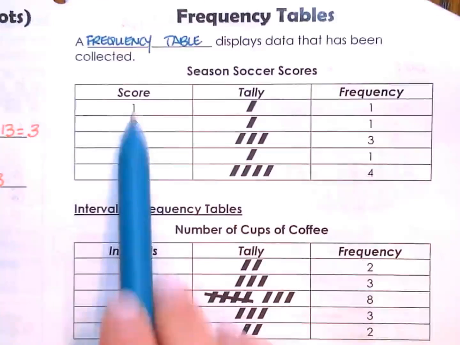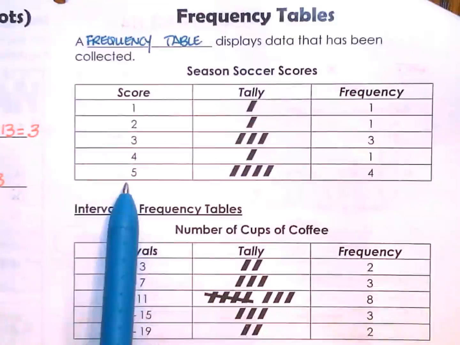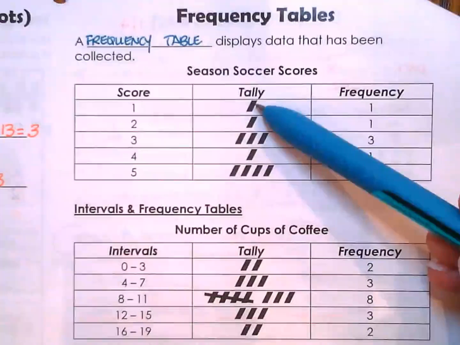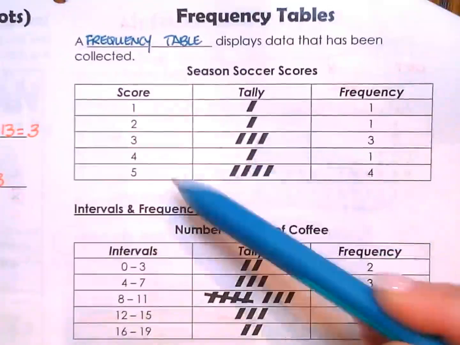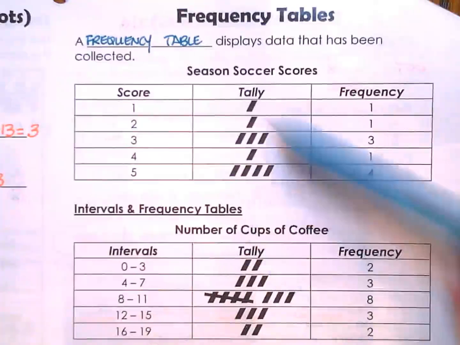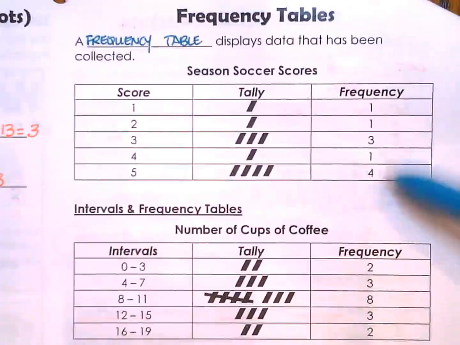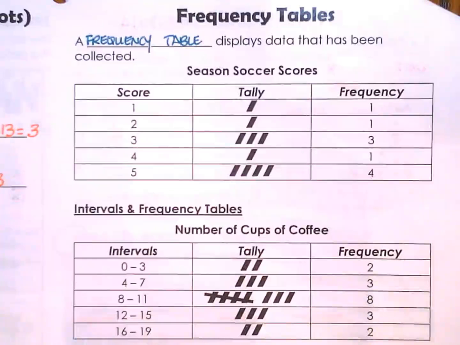So we start with a score, in this case. You could have scored 1, 2, 3, 4, or 5 goals. And then we tally up how many people did that. One did 1, one scored 2, 3 people scored 3, 1 person scored 4, and 4 people scored 5. And after we've tallied, we actually write the frequency. So it showed up 1 time, 1, 3, 1, and 4.